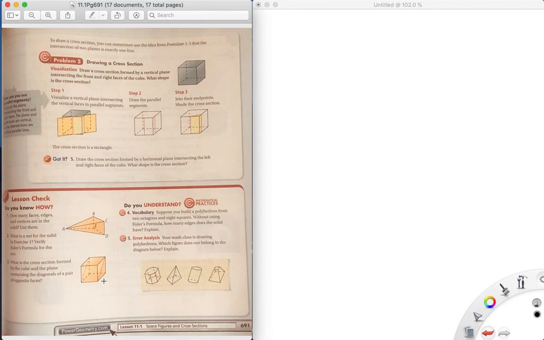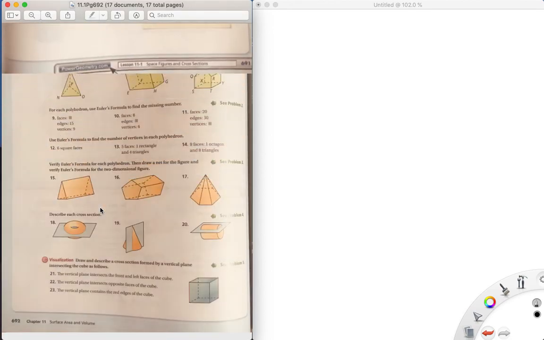Okay, so that's section 11-1. The main thing you get out of this is know what vertices, faces, edges are, know Euler's formula, know what a polyhedron is, know what a cross section is, and based off the cross section, try to find out what type of two-dimensional shapes you're going to get from cutting those three-dimensional figures in half. So that's 11-1.